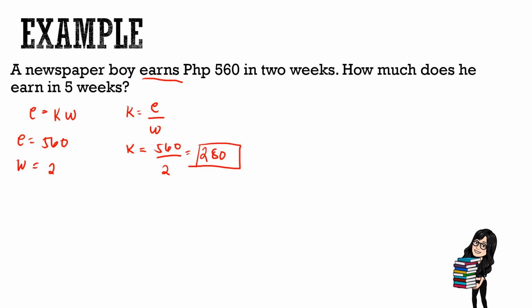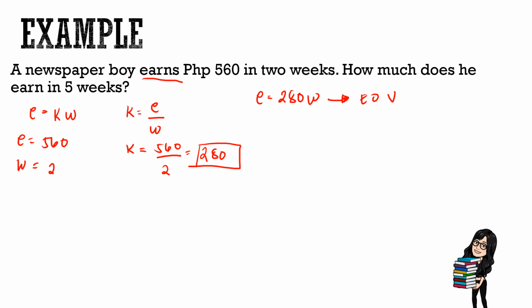Now, since we already have the value of k, we can now find for the equation of variation. So we will be substituting k to the original equation. So we have E is equal to 280W. So this is your equation of variation.